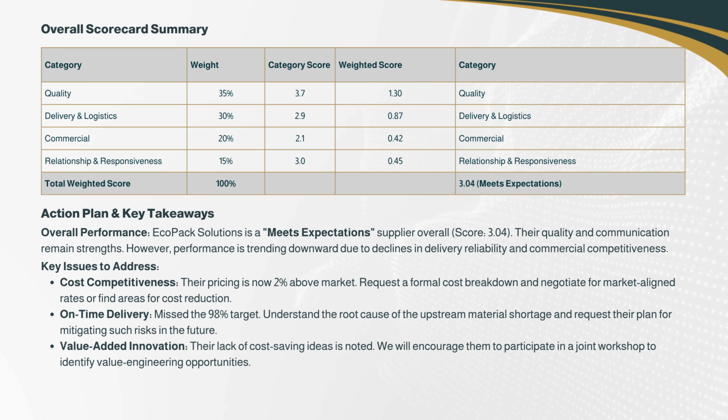Key issues to address. Cost competitiveness: their pricing is now 2% above market. Request a formal cost breakdown and negotiate for market-aligned rates or find areas for cost reduction. On-time delivery: missed the 98% target. Understand the root cause of the upstream material shortage and request their plan for mitigating such risks in the future. Value-added innovation: their lack of cost-saving ideas is noted. We will encourage them to participate in a joint workshop to identify value engineering opportunities.